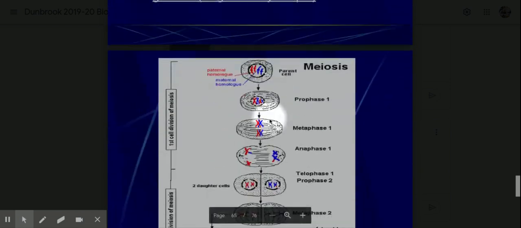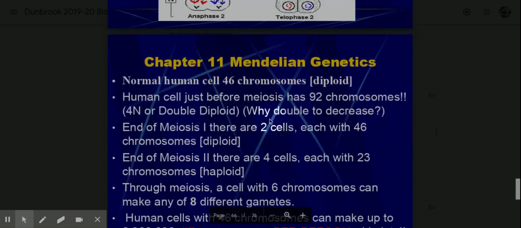This is all the same stuff. It's all just different diagrams of meiosis. So we're going quickly.